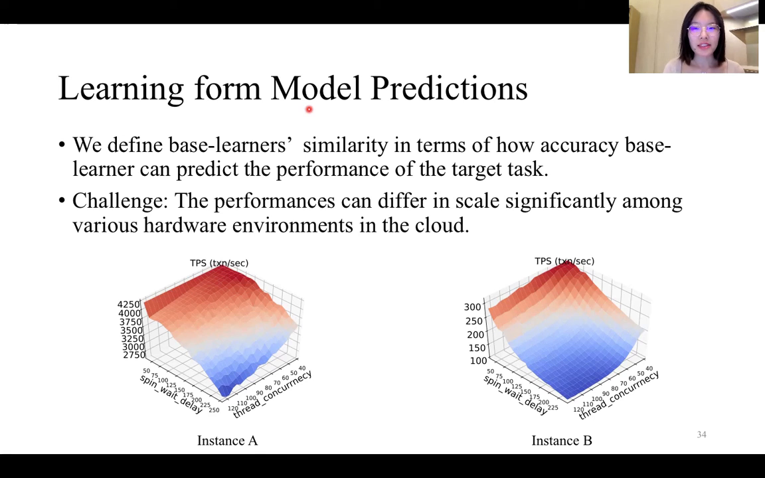We define base learner similarity in terms of how accurately the base learner can predict the performance of the target task. The challenge is that the performance can differ in scale significantly among various hardware environments on the cloud. The figures below are a good example. The two plots have very similar response surfaces in shape, but instance A's actual values of throughput are much larger than B's. Using existing workload mapping strategies, we cannot transfer the shared knowledge between the two hardwares.